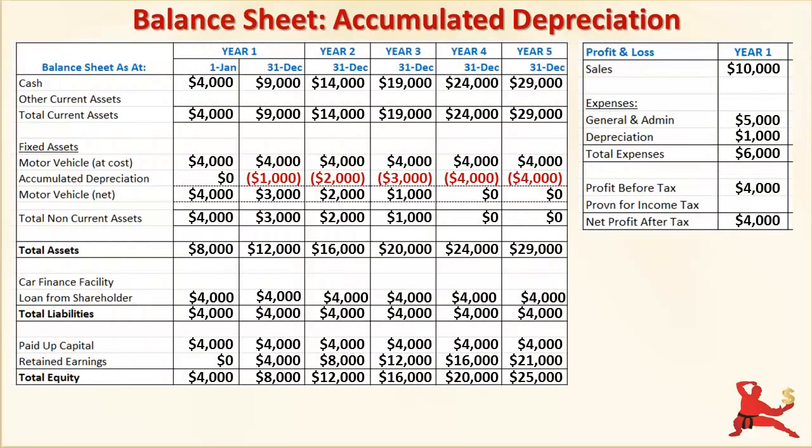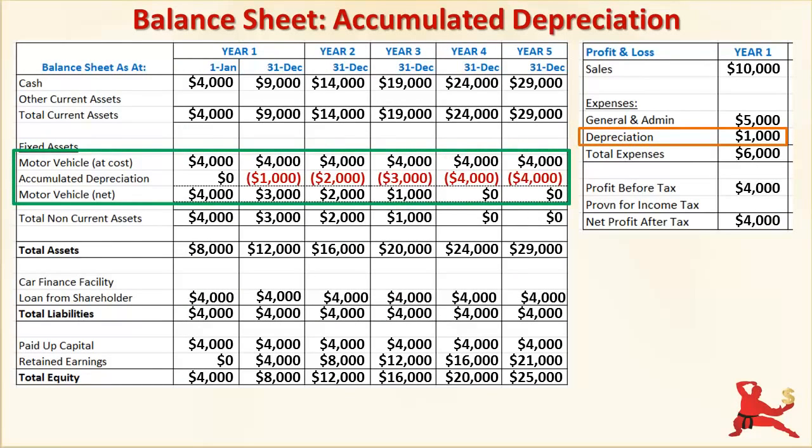Let's look at what happens with your financial position. That's your balance sheet. Each year or month, if you're talking about monthly accounts, the depreciation expense charged in the profit and loss is accumulated in a line called accumulated depreciation on your balance sheet. This is a negative number that goes against each fixed asset. In this case, we've only got one fixed asset, and that's the car. So by the end of year 1, the $1,000 depreciation expense shows up as accumulated depreciation of $1,000 in your balance sheet. It reduces the value of the car in your accounts to $3,000.